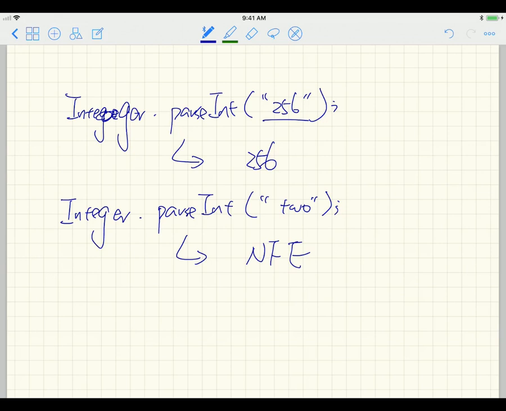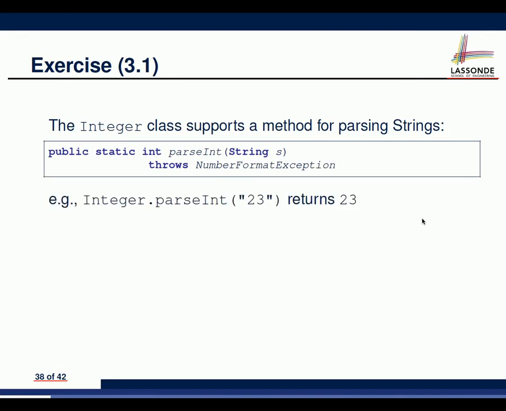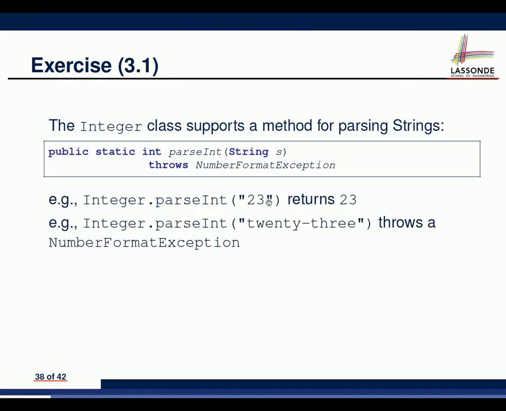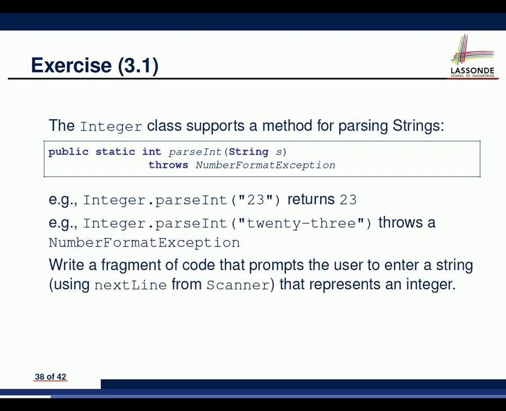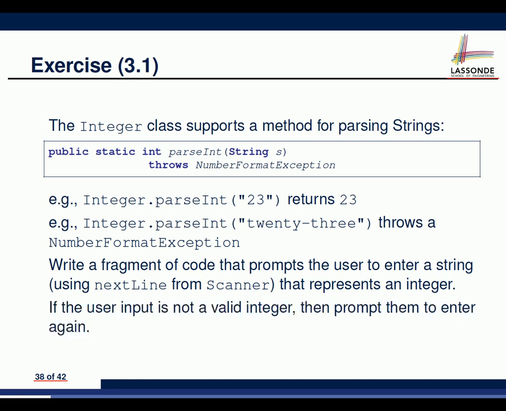So now I have a challenge for you. We'll talk about it right away. We do have time. There are two different cases. Now I want you to consider: we want to write a fragment of code that is going to prompt the user to enter a string. The string can be either, let's say, 23 as a string literal, or 20-3 spelled out. And if the user input is not a valid integer, you want to prompt them to enter again.